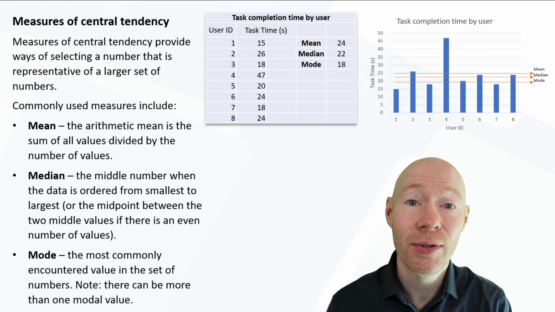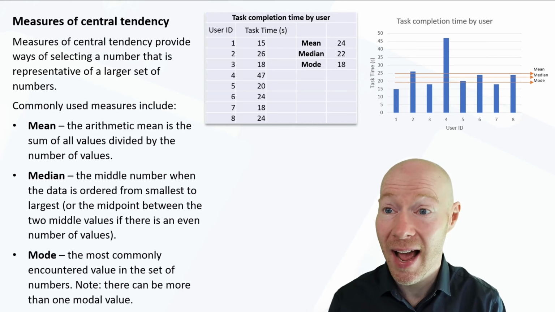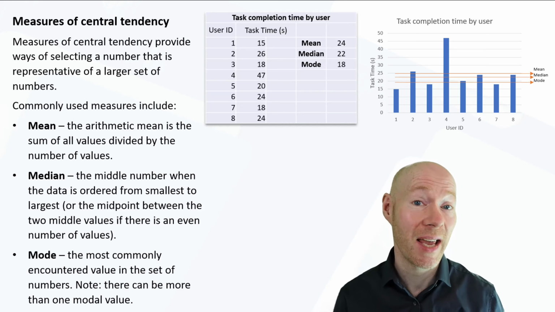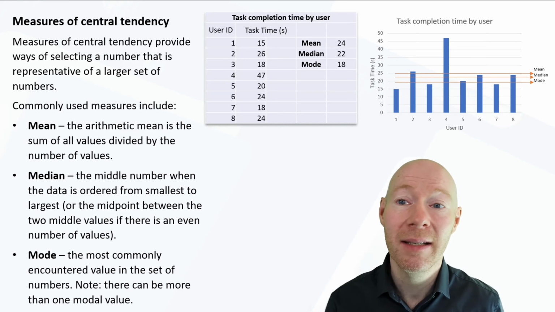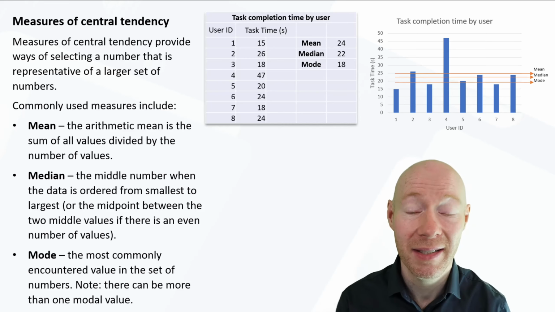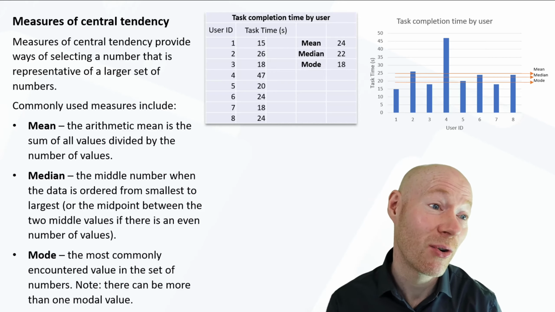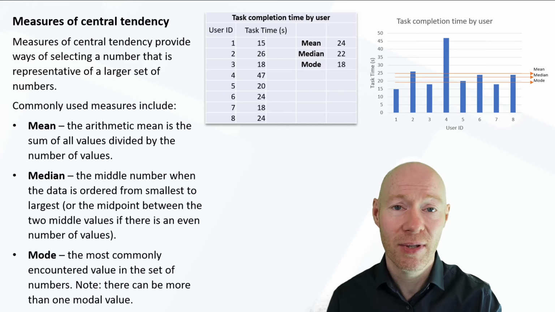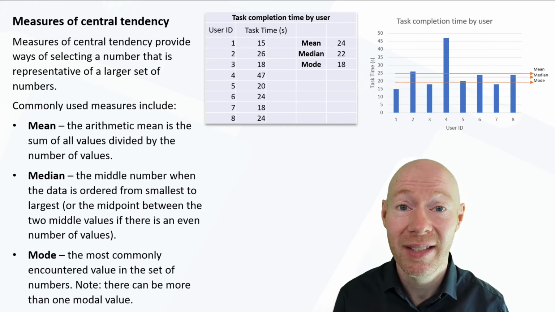I've got a small example you can see here where we have a table with a total of 8 users who have completed a particular task. And for that task, we've measured the task completion time in terms of seconds. And we've calculated the mean, the median, and the mode of that data. And you can see them displayed graphically on the chart.